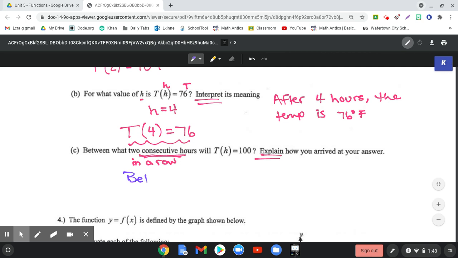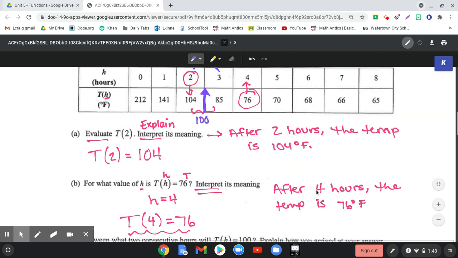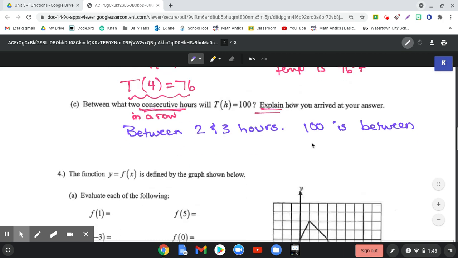So between 2 and 3 hours, because 100 is between 104 and 85.